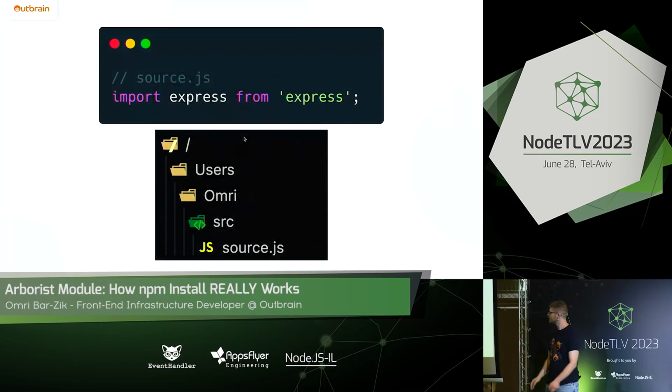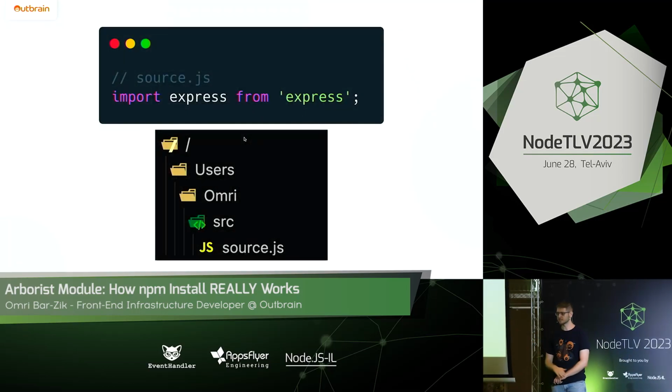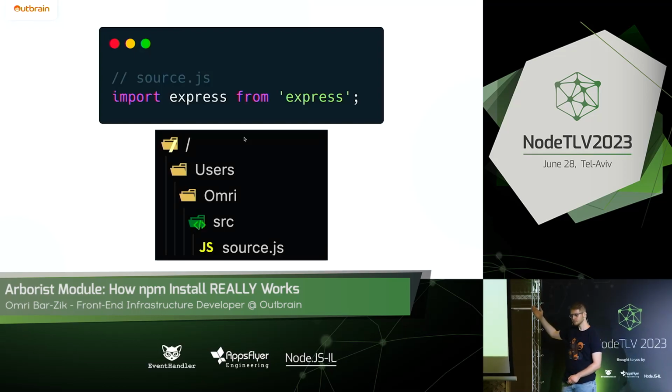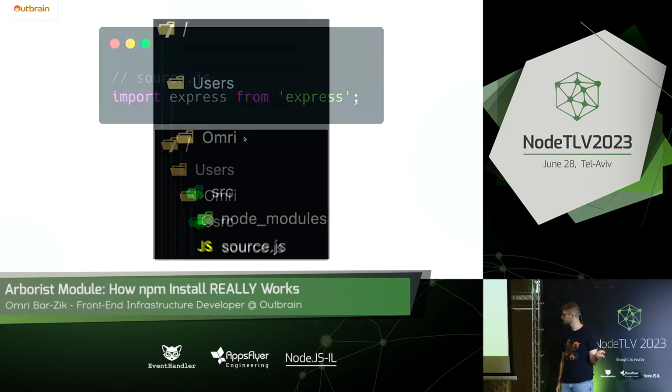Now, let's say I have this source.js file. And this source.js file has imported Express. When Node executes this file, it would start searching for this Express library first in this SRC folder, and then in its parent, until it gets to the root. Let me show you how it actually does it.